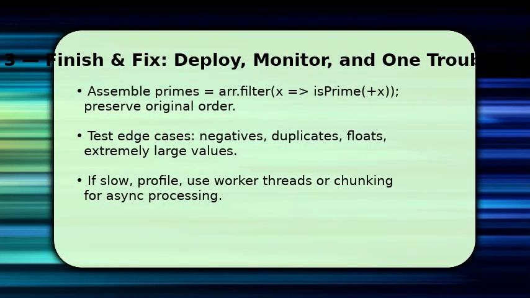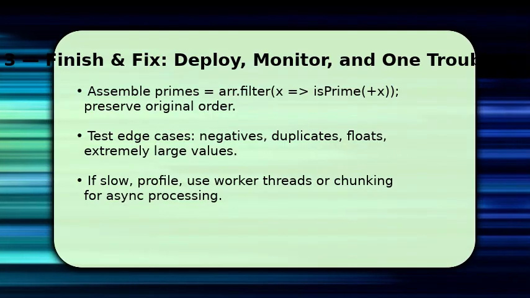Now assemble the final function. Coerce inputs, filter with isPrime, and return the primes array. Test with edge cases: negative numbers, duplicates, and non-integers. Decide whether to floor or reject floats.